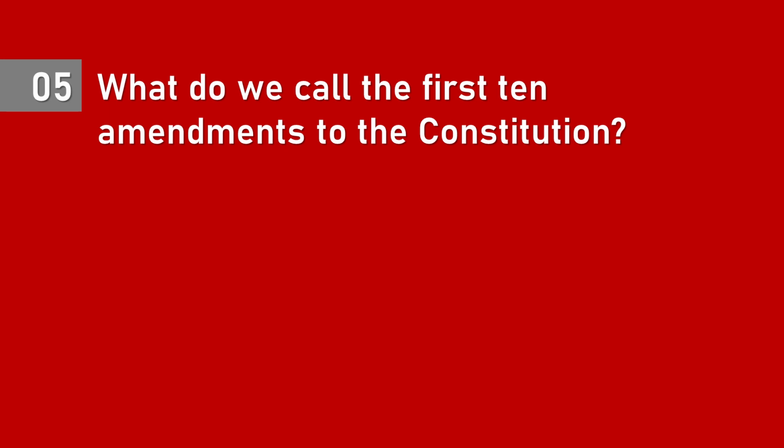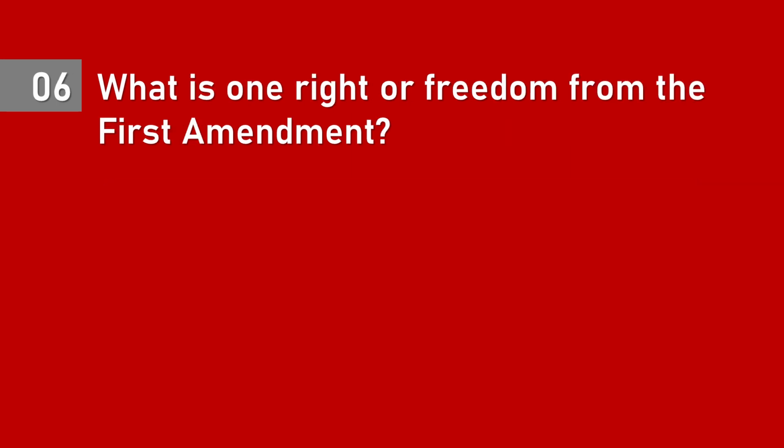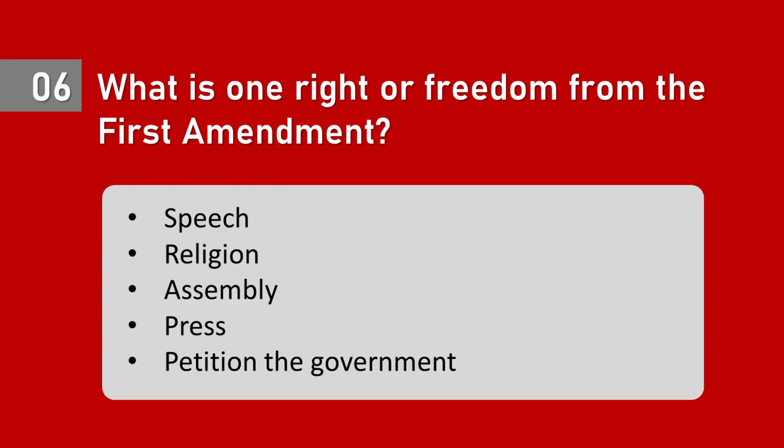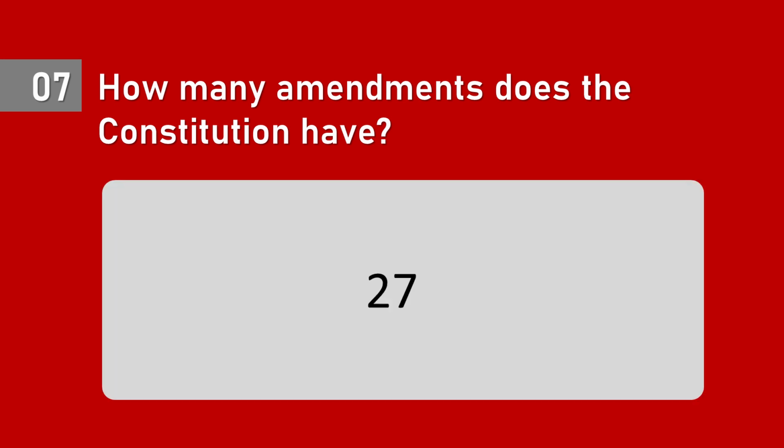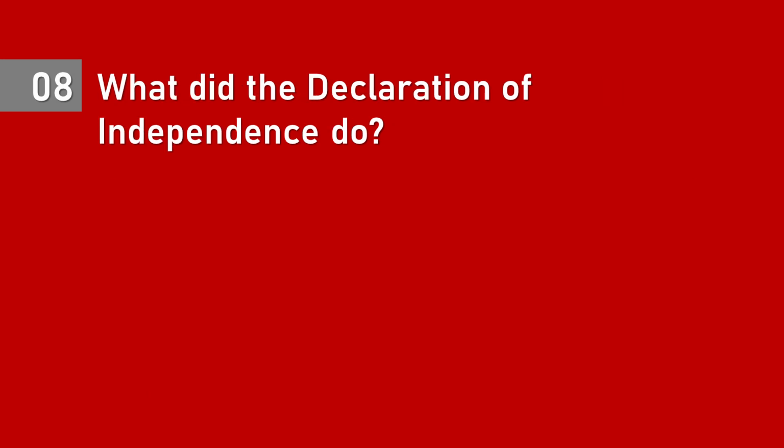Question 5. What do we call the first 10 amendments to the Constitution? The Bill of Rights. Question 6. What is one right or freedom from the First Amendment? Speech, religion, assembly, press, petition the government. Question 7. How many amendments does the Constitution have? 27.